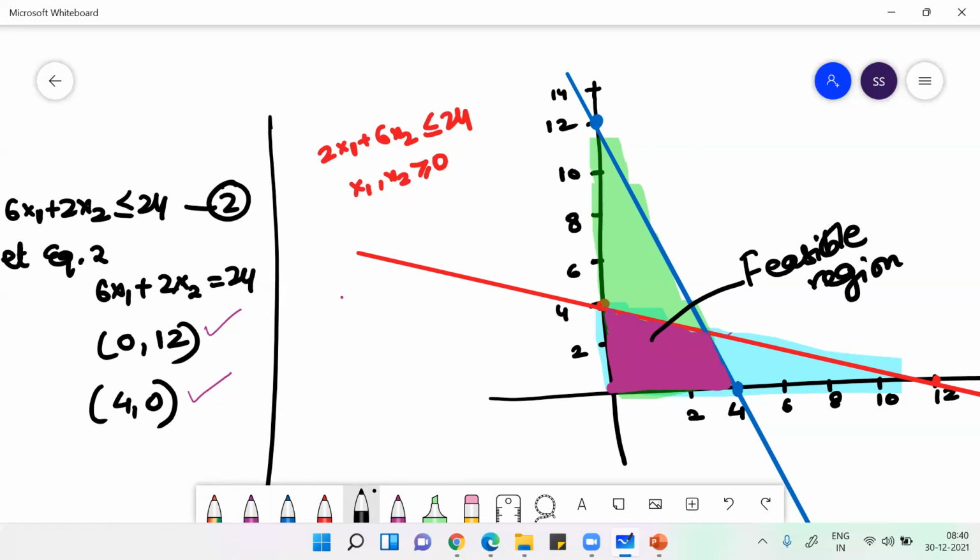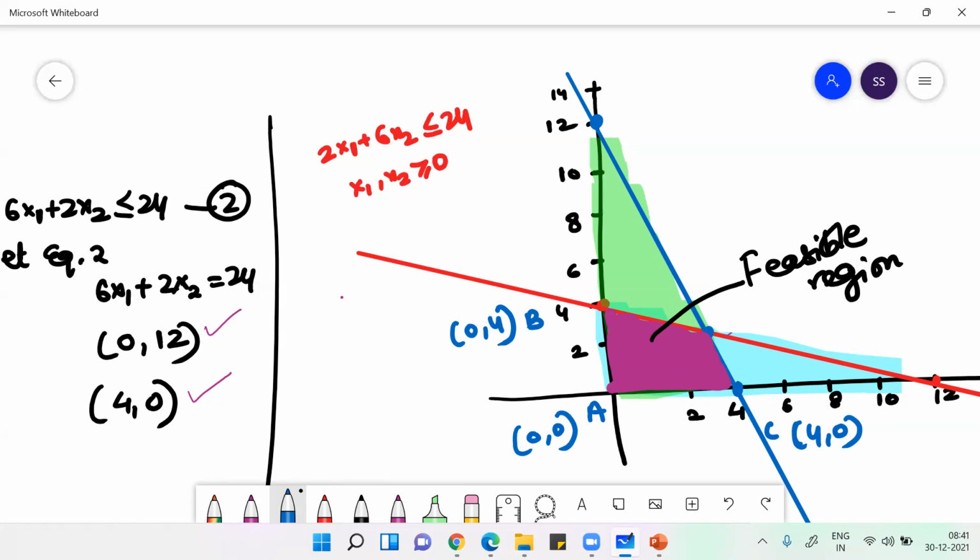So if you see, this is the 0, 0 coordinate. This is 0, 4, right? See, this is 4, 0. And what is this D?